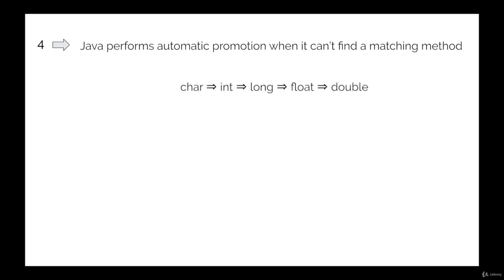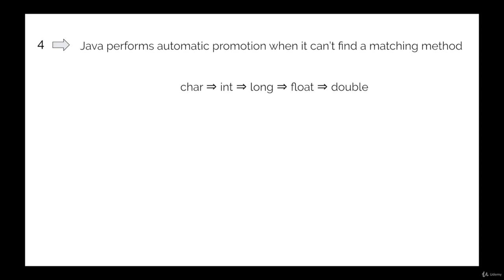This is one of the types of automatic promotion that can be performed by Java when it doesn't find a valid match. If you have passed a character as a parameter, but Java is not able to find the perfect match, it can promote this character to integer, long, float, double, and so on, till the time it finds the perfect match.